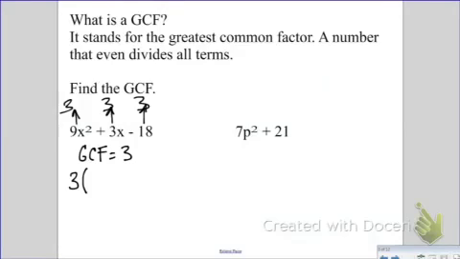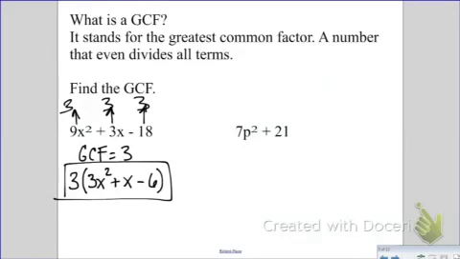So if I yank a 3 out of the 9, 9 divided by 3 is 3x squared. 3 divided by 3 is 1x. Negative 18 divided by 3 is negative 6. In case you want to make sure that you got this right, just go ahead and distribute. And if you get these same exact numbers again, then you're correct. But mind you that this is our answer, factored out.